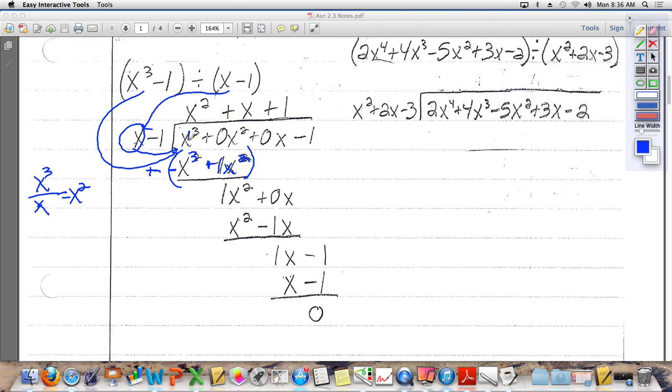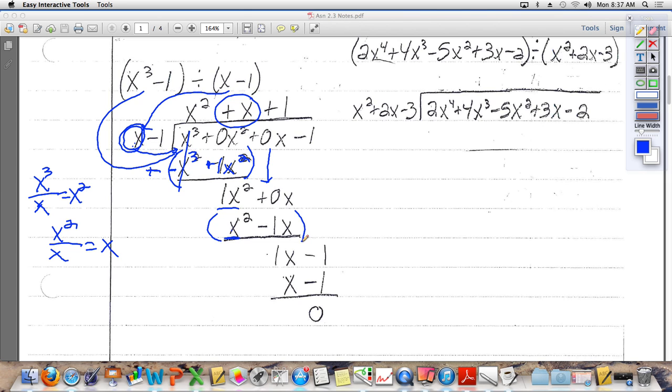So the x cubeds cancel out. We have a 0x squared and a positive 1x squared. What does that get me? 1x squared. Yep, so we have 1x squared. Now I need to bring down the next term, which happens to be 0 x's. So now we do this x right up front again, times what gets me x squared? In other words, I'm taking x squared and dividing it by x. What am I left with? Just x. So I put a positive x up here. Now x times x is x squared, this x squared right here, and then x times negative 1 is negative 1x.